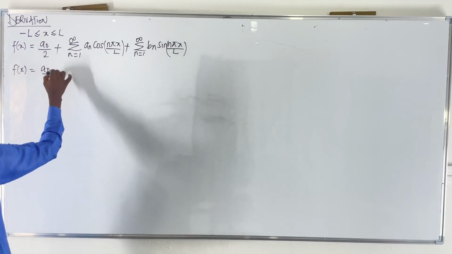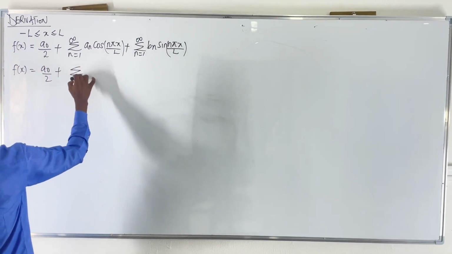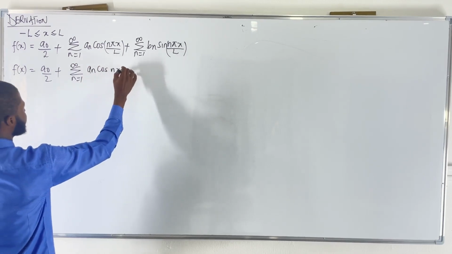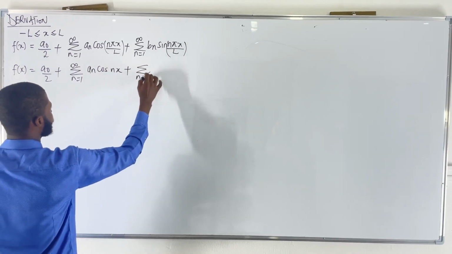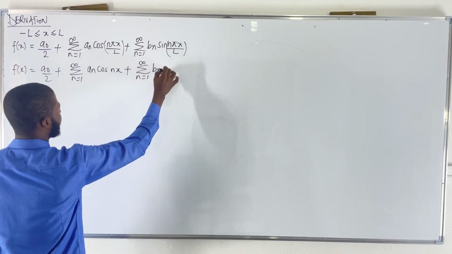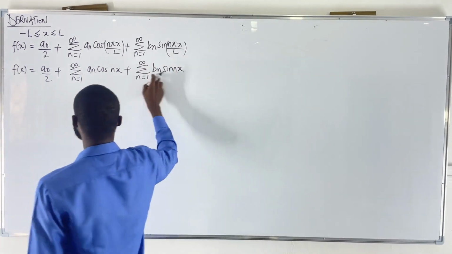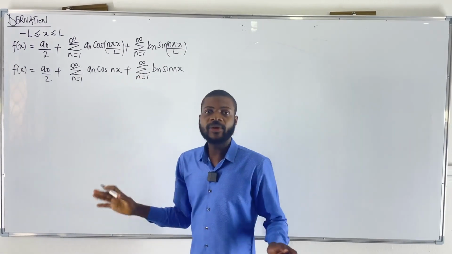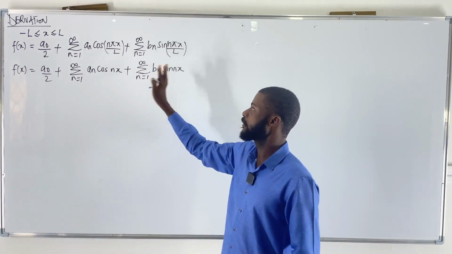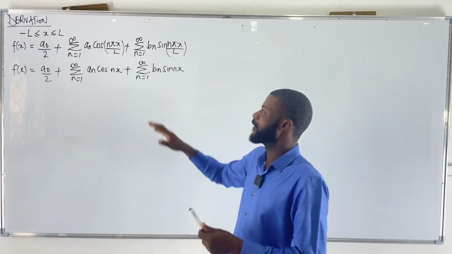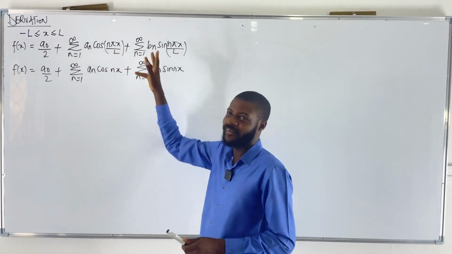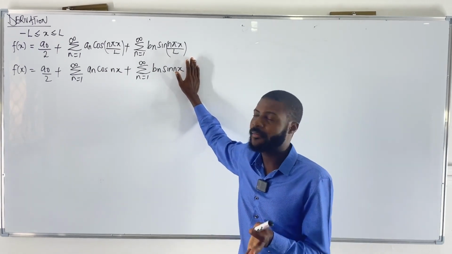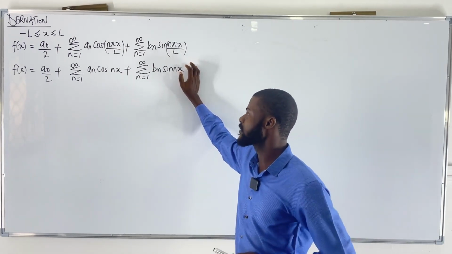equals a naught over 2 plus the sum from n equal to 1 to infinity of a n cos nx plus the sum from n equal to 1 to infinity of b n sine nx. Now, as you can see, when the period is 2 pi, the over L is gone. It's looking much easier. They're actually similar, but it's looking easier.